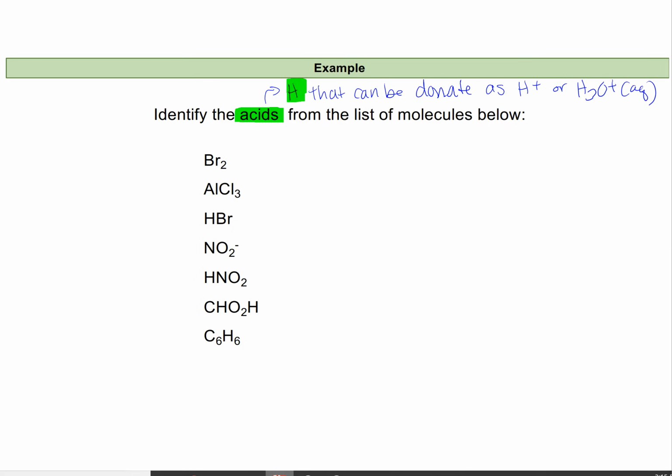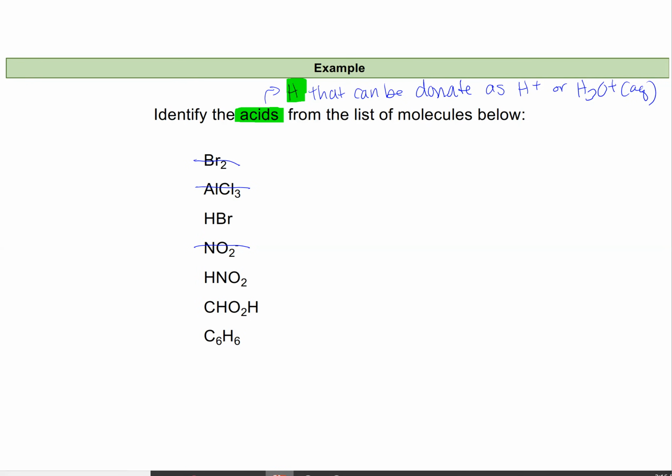So going down my list, I see Br2 has no hydrogen in it, automatically not an acid. Aluminum trichloride, also no hydrogen, not an acid. NO2 minus, no hydrogen. And that's it. So I was able to eliminate 3 immediately. Now I'm going to look at the rest of them.